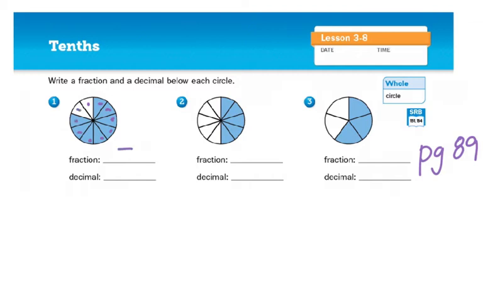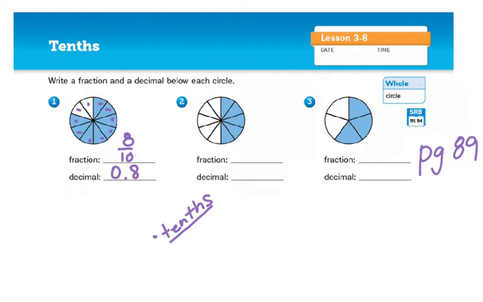The denominator tells me there are 10 equal parts. 8 of those 10 are shaded. How would I write that as a decimal? 8 tenths. The first number after the decimal point is called the tenths place. That's the first number.